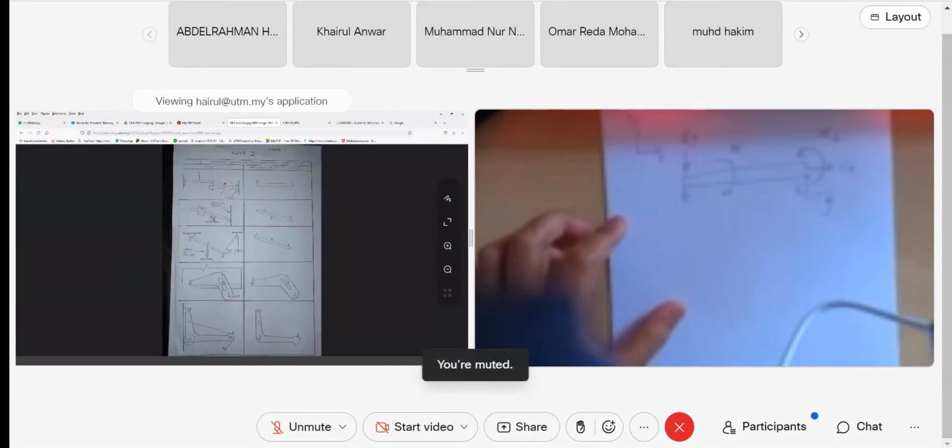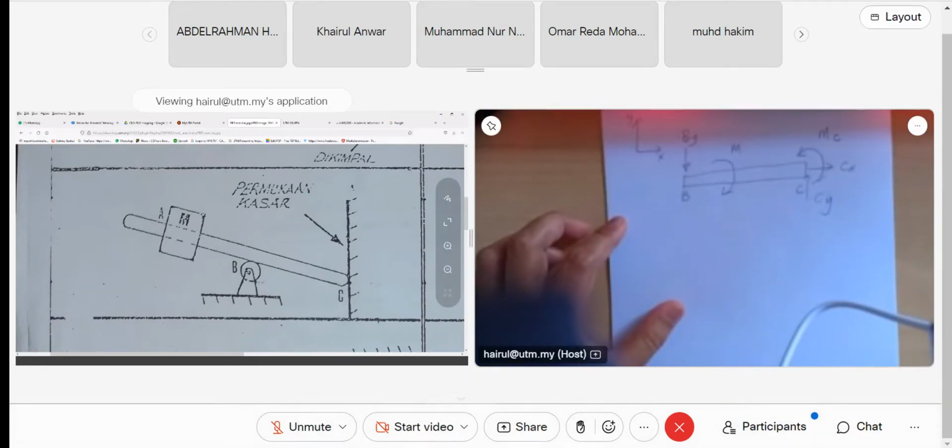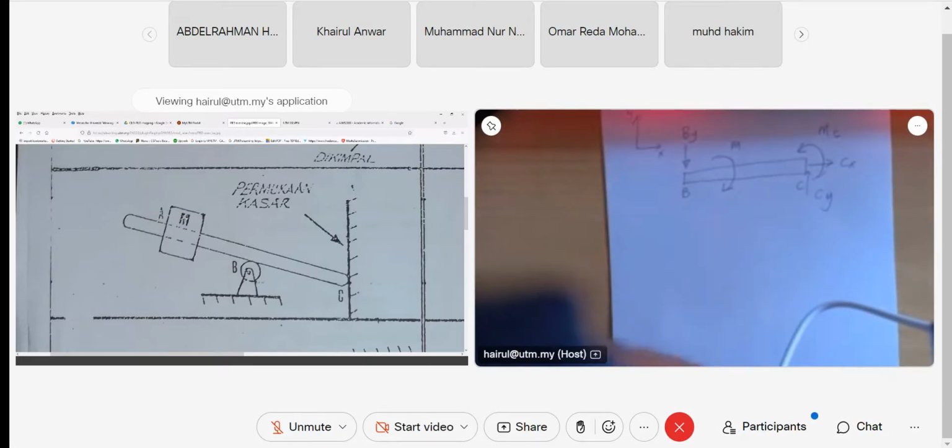Right. Okay, the second one. We have a rod here, A, B, C, and we have a roller support here. We have a mesh. I'm not sure it's a roller, but just a mesh. We have mesh. M means the mass, not weight. Weight is mass times gravity.